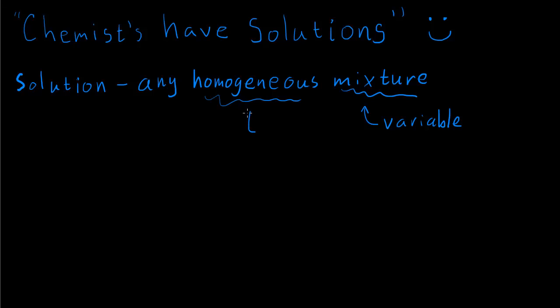Homogeneous just means uniform. So a homogeneous mixture will be the same when you look in one part of it as you look in another, and there will be no boundaries separating one region from another. So a solution is just any homogeneous mixture.